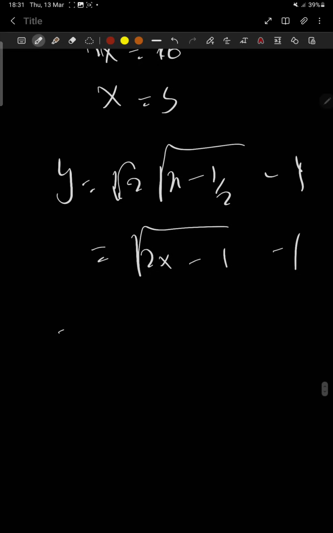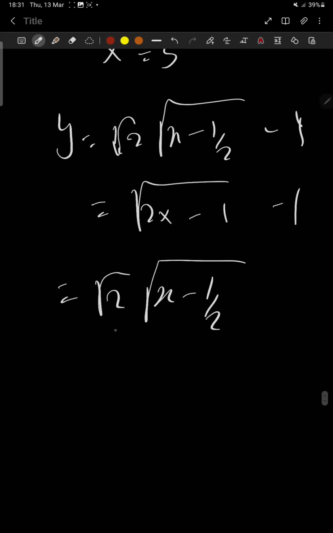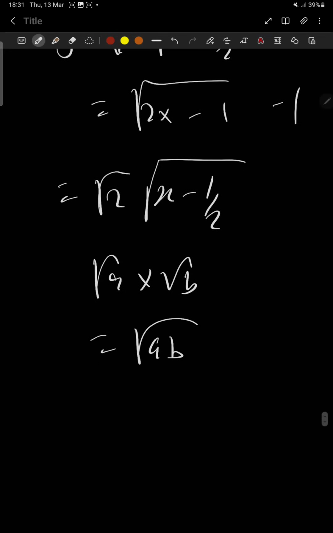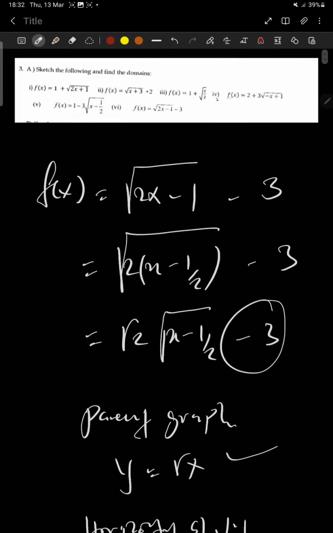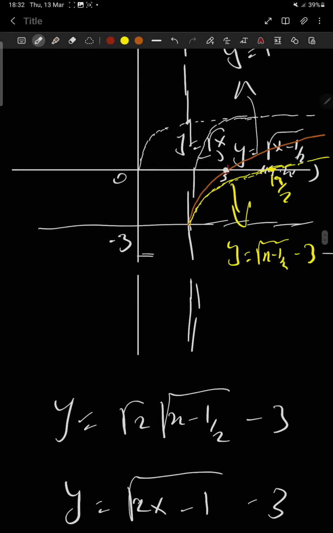Have you noticed the square root of 2 times the square root of x minus 1 over 2 is the same as the square root of a times the square root of b, which gives the square root of ab? So this is the same as the square root of 2x minus half, which is 2x minus 1. That's it. And then minus 3 outside here equals 0. Then solve for x. That's how you go about these questions. I hope they have been of help.